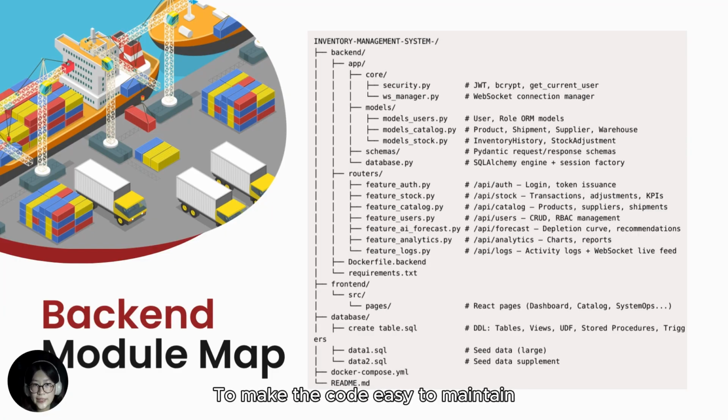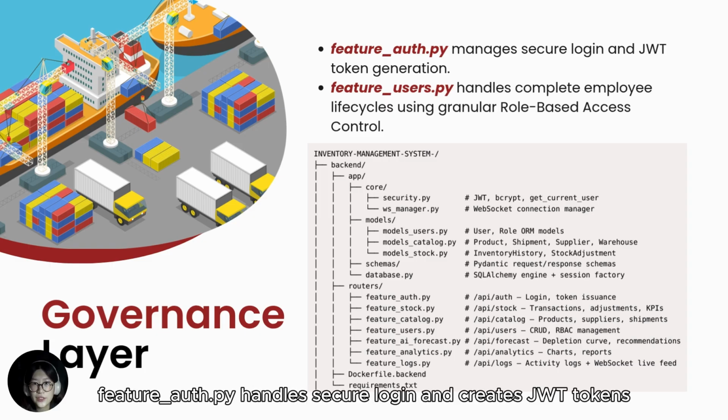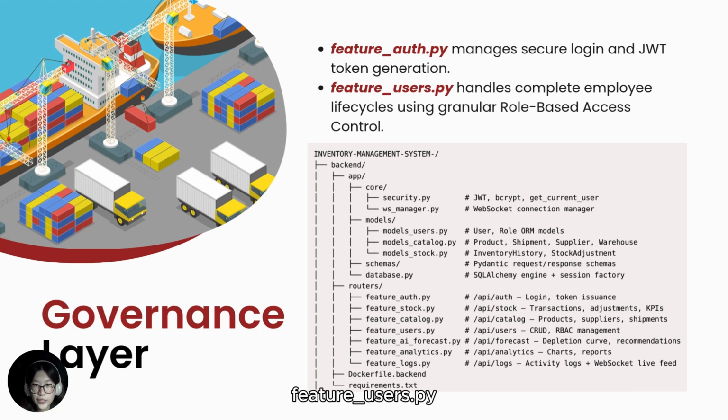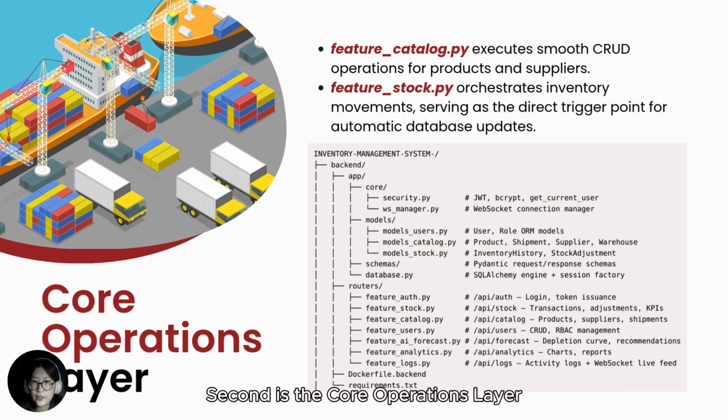To make the code easy to maintain and help our team work together smoothly, we divide our business logic into 8 separate routers. First, in the governance layer, the auth feature handles secure login and creates JWT tokens. The user feature manages employee accounts with strict role-based access. Second is the core operation layer. The catalog feature manages basic data for products and suppliers. The stock feature tracks all stock movements and triggers automatic database updates.